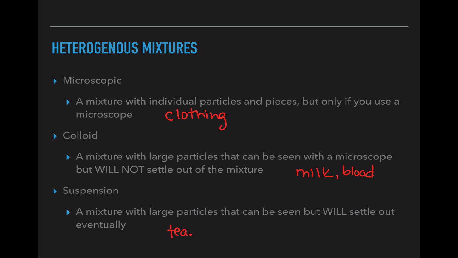A suspension would be considered tea or maybe pond water, because when you make a cup of tea, at the end, you may notice that you have some floaties in the bottom of the teacup, some loose pieces of tea that have come out of the tea bag. Those float to the bottom the longer the tea sits on the counter. Pond water or river water is another example. After a big storm, all the silt and dirt from the bottom of the pond or the river gets kicked up into the water, and eventually after the storm, it'll settle back down to the bottom and clear the water again. So those are types of heterogeneous mixtures.